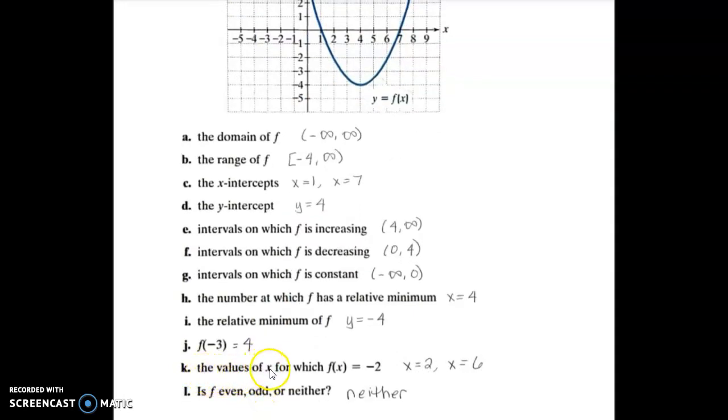The values of x for which f of x, or y, equals -2. This is like telling me y is -2, figure out what x is. So if y is -2, we're down here. I have to go find my graph. That happens right here at the x value of 2. But y is -2 also over here, which is the x value of 6. So there are 2 different values for x. At x values 2 and 6, the y value hits -2.